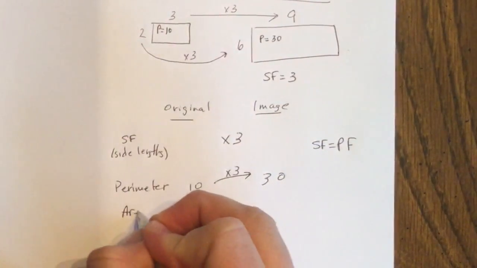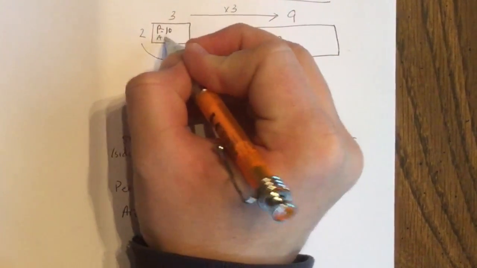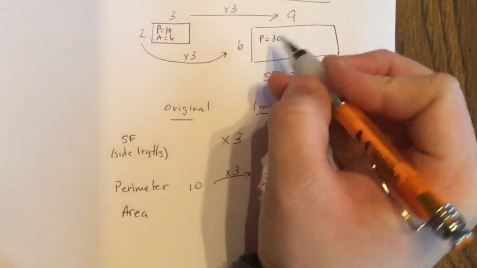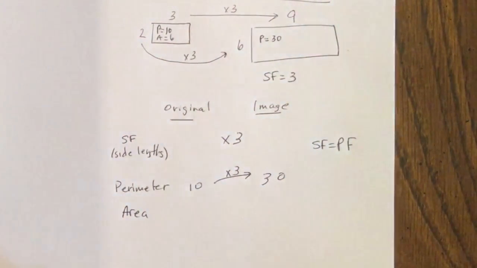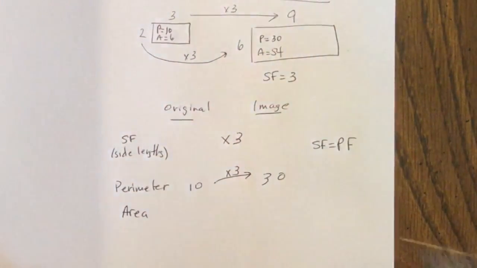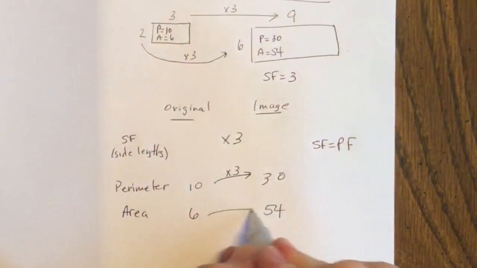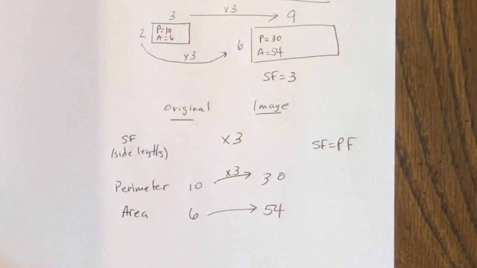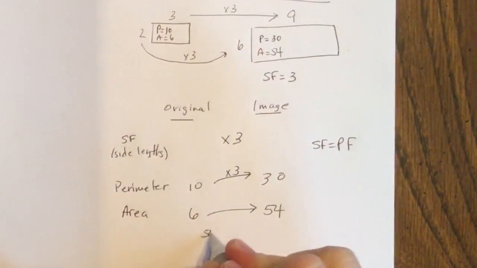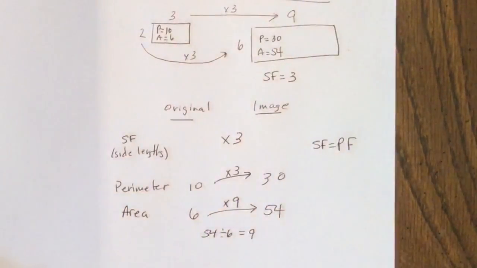Let's check the area. We can easily find this by just finding the areas. In the original, 2 times 3 is 6. 6 times 9 is 54. So let's check it. We go from 6 to 54. I need to know what I multiply 6 by to get to 54. To figure that out, I can do 54 divided by 6, which is 9. So here, the area gets 9 times bigger.